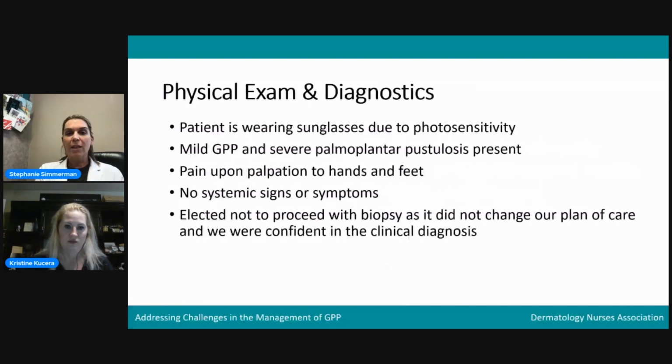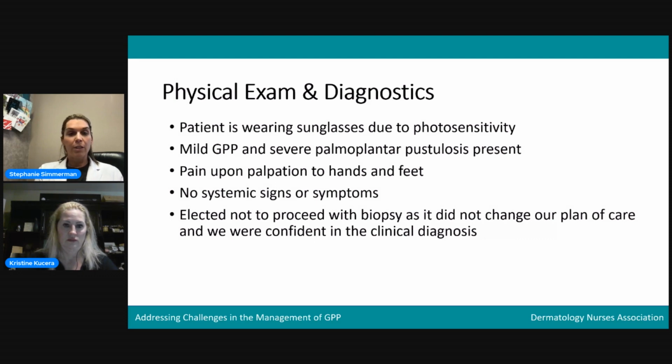Her physical exam and diagnostics. When I walked into the room, she was wearing sunglasses because she was so photosensitive from the uveitis. She had mild GPP and severe palmar-plantar pustulosis present. Quite intense pain upon palpation of her hands and feet, so much so that even the shoes that she was wearing, she had made modifications to and had cut certain parts of them out to make them a little bit wider or to not have as many pressure points in certain areas for her.